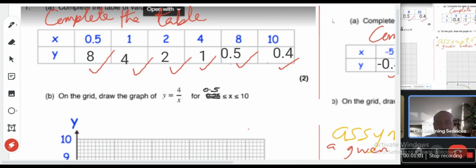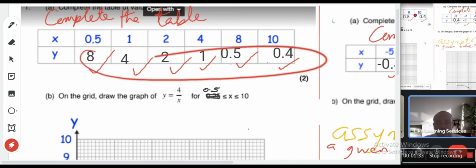For instance, when x is 0.5, you simply do 4 over 0.5, isn't it? And then that gives you 8. That's how we got all these values. For instance, when x is 10, you simply do y equal to 4 over 10, and that's how we got 0.4.